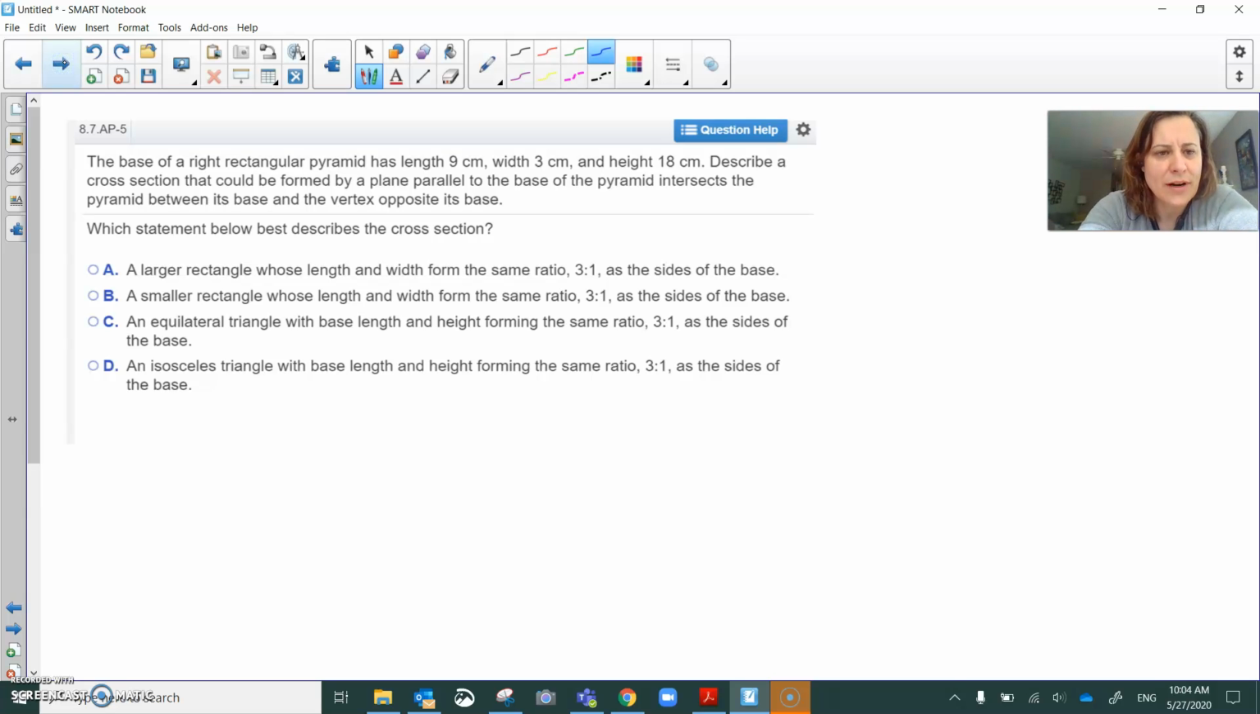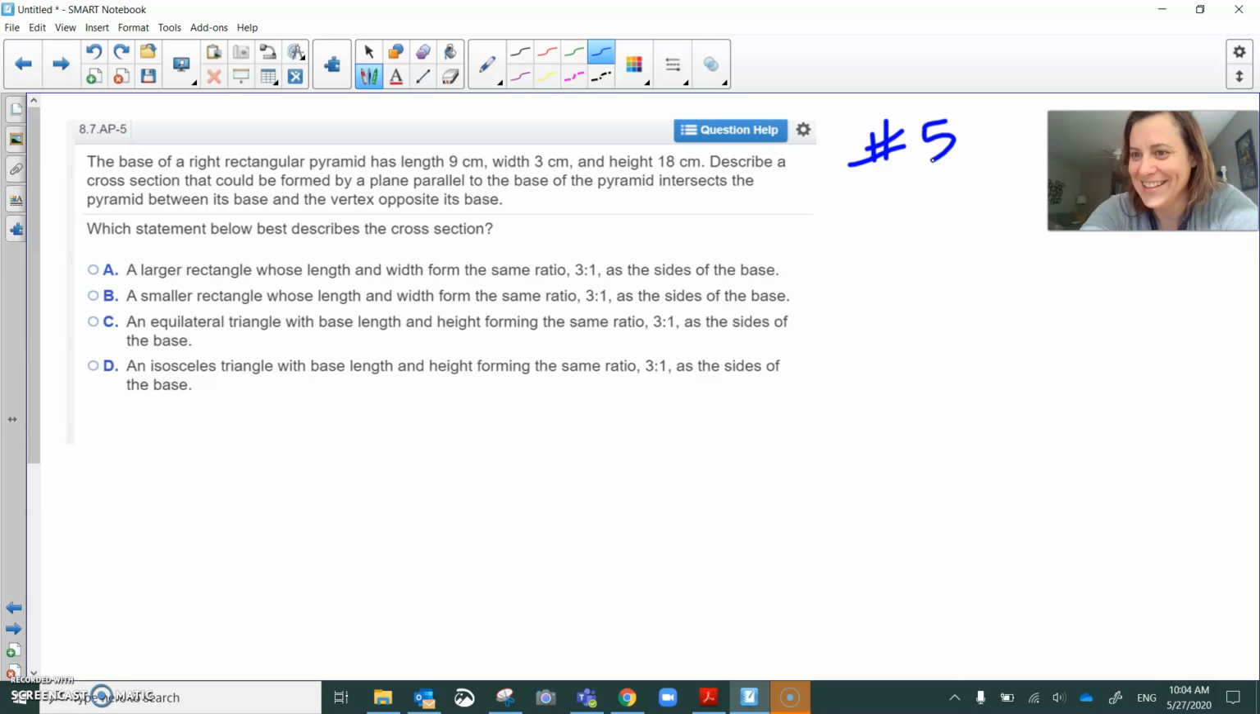The base of a right rectangular, this is number 5. The base of a right rectangular pyramid has a length of 9, a width of 3, and a height of 18. Describe a cross section that could be formed by a plane parallel to the base of the pyramid, that intersects the pyramid between its base and the vertex opposite its base.